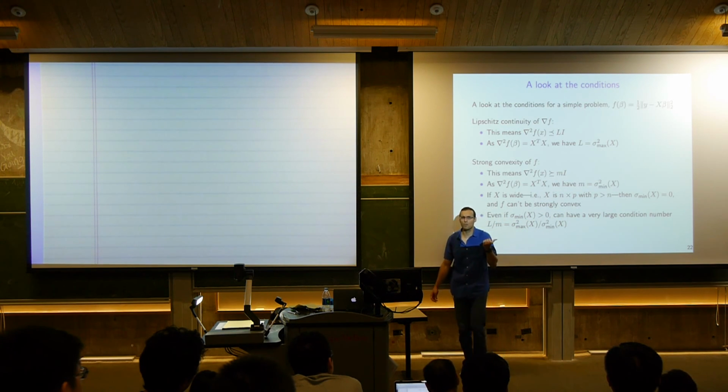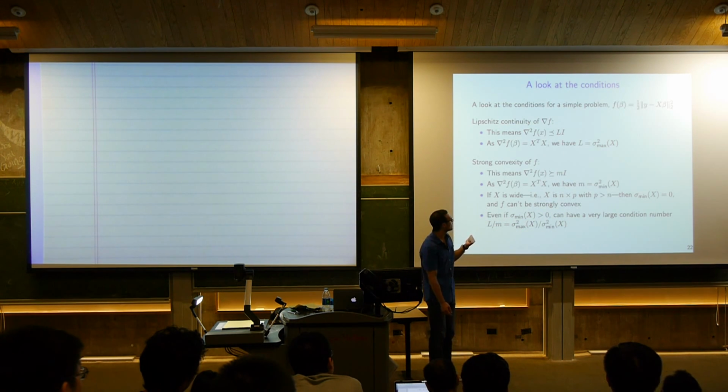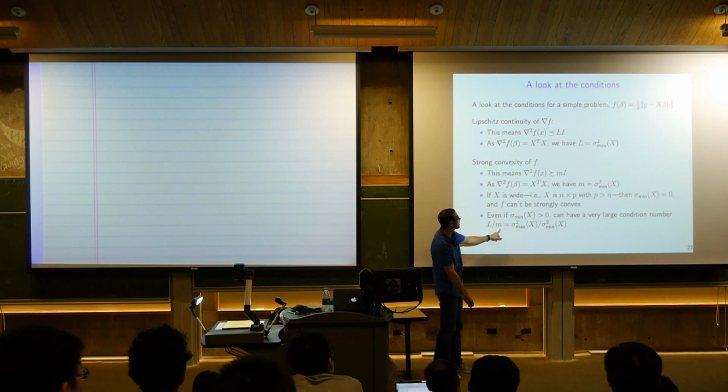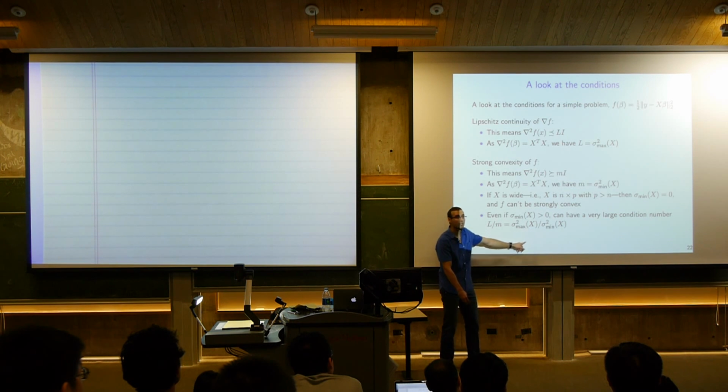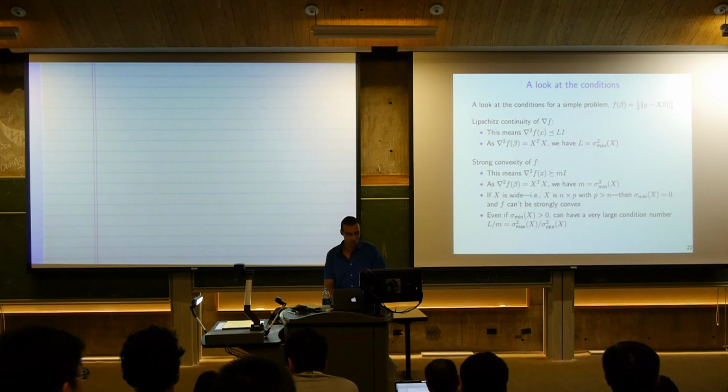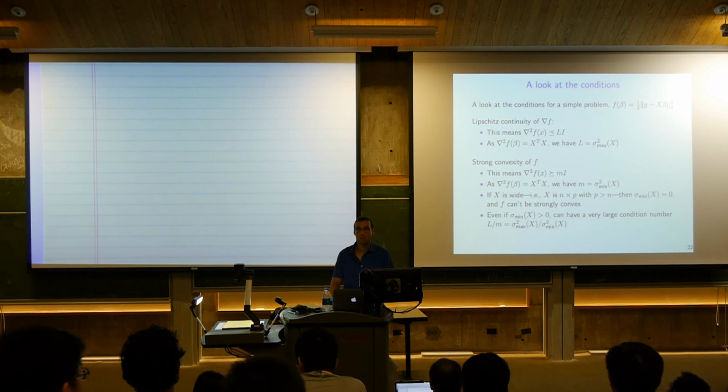We already kind of went through an argument like this earlier, right? And even if it is the case that we do have strong convexity, if x is not very well conditioned as a matrix, then the condition number of our problem is going to be very poor. It's the ratio of the singular values squared. That's just a look at the conditions for a somewhat familiar problem.